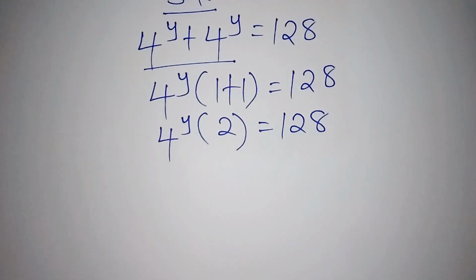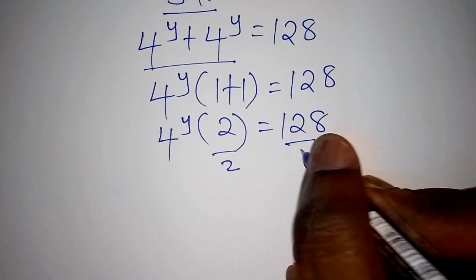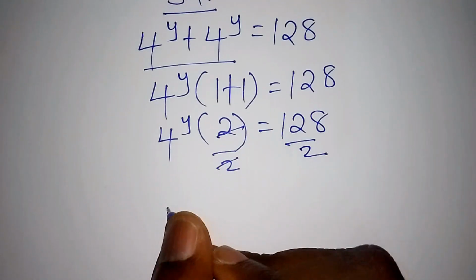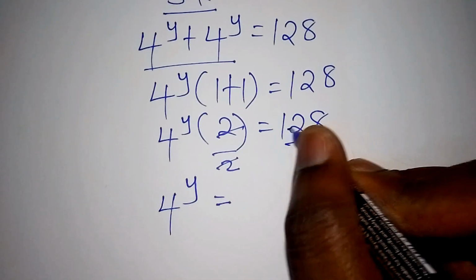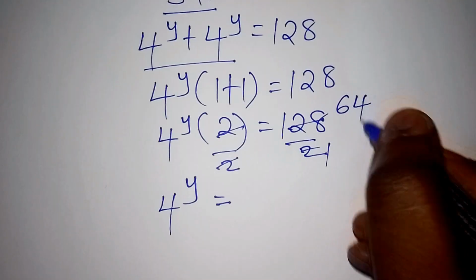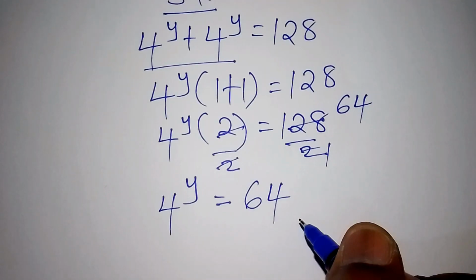From here now we shall divide both sides by 2. So here also by 2, so that 2 by 2 shall cancel. So now 4 to the power of y is equal to, here 1 into 128 goes there 64 times. So now we shall have 64.